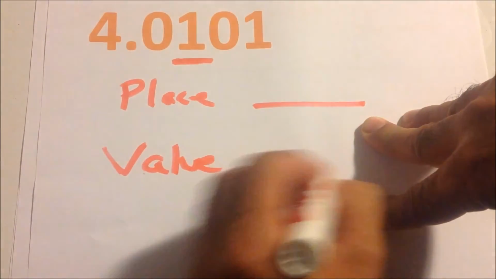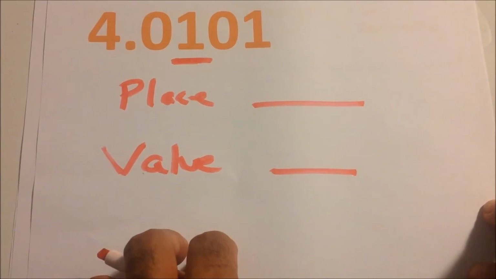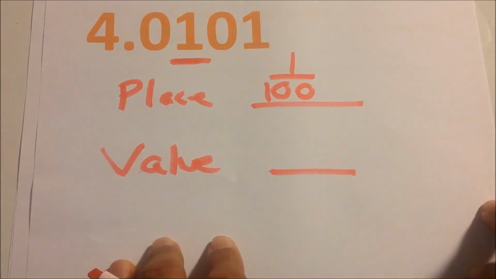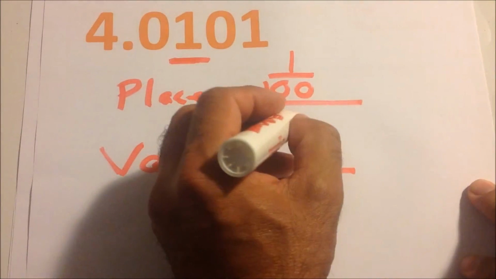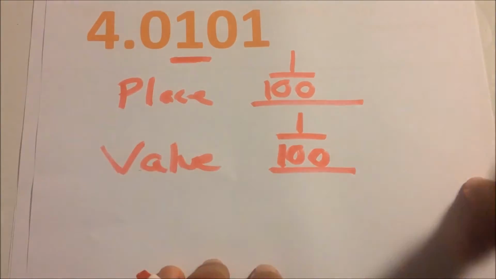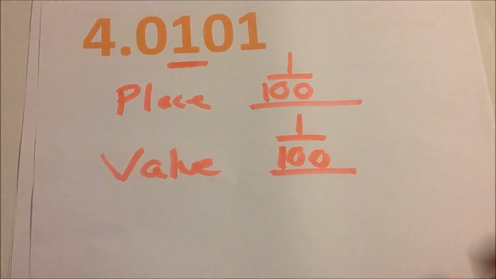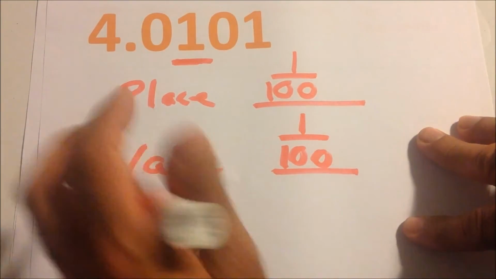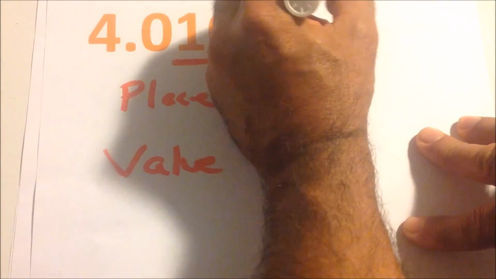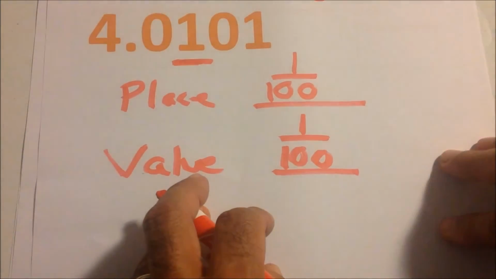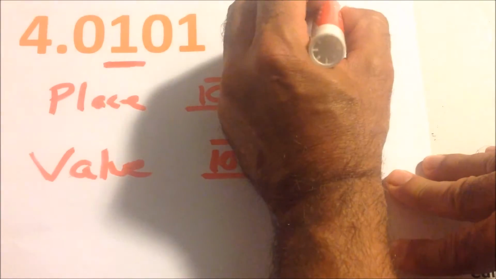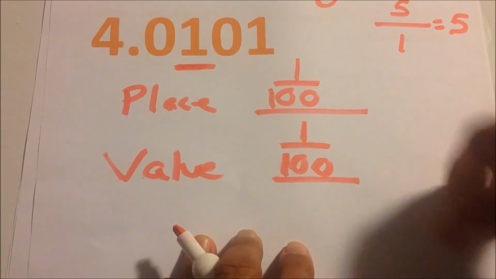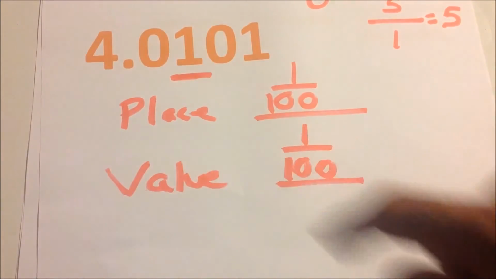See if we remember. Well, the place, it's in the hundredths place. And its value is exactly that, hundredths. Just a 1. So they're the same. Now remember, there is no oneths place. There's no oneths place, right? When you make a fraction 5 over 1, it's just a whole number. So no oneths place. It's tenths place.